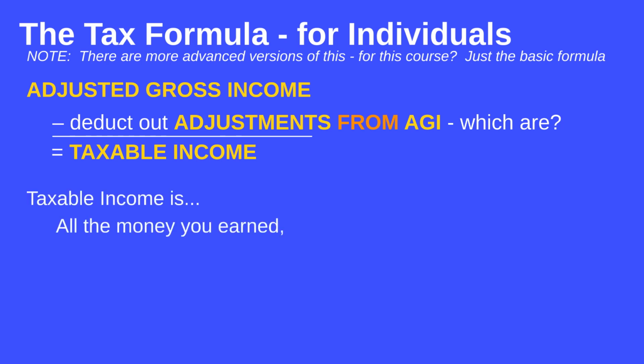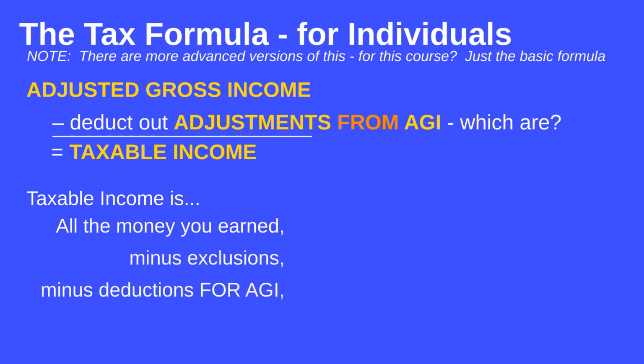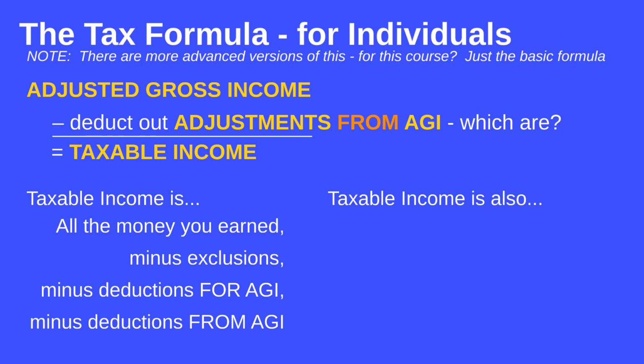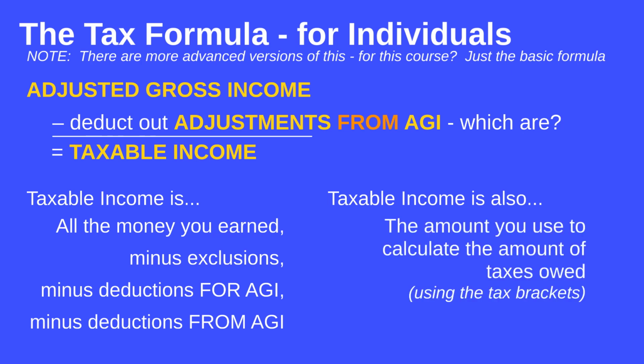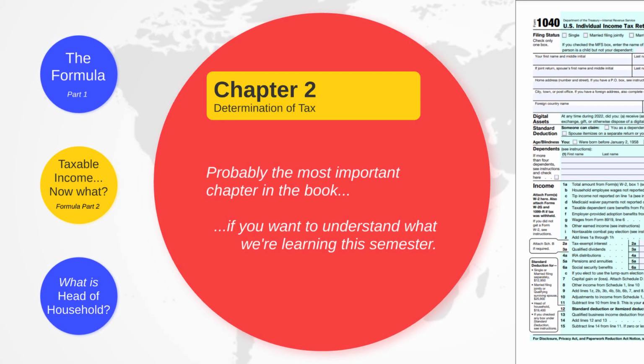Taxable income is all the money you earned, minus the exclusions, minus the deductions for AGI, business expenses, that kind of stuff, minus deductions from AGI, either the standard deduction or the itemized deduction. The other thing to keep in mind is that taxable income is also the amount you use to calculate the amount of taxes owed. Okay, so that's it for the first of the 3 videos.